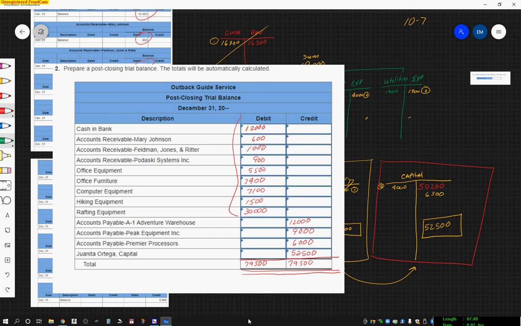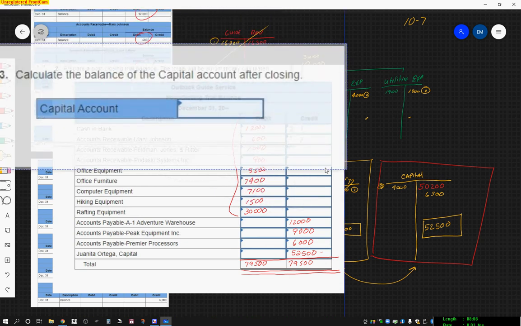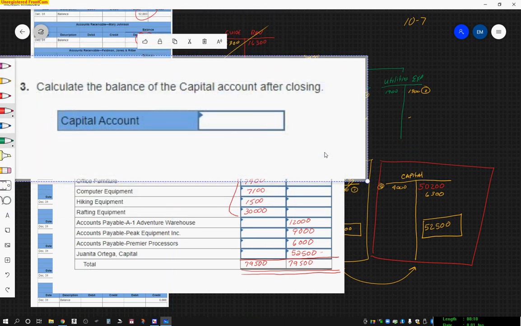So what is the balance of the capital account? Well, of course, you can't answer that second question, the analysis question, unless you have already done the post-closing trial balance. So the answer to this question is kind of redundant because you've already figured that out. After the closing, what was the balance? Well, 52,000.